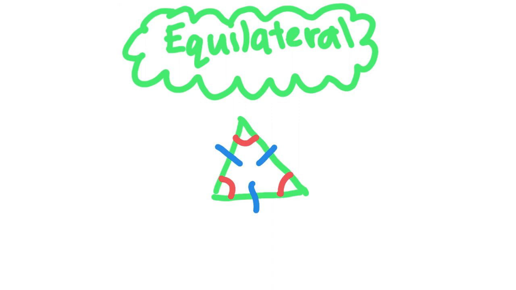The final triangle we're going to talk about is an equilateral triangle. Some of the rules for an equilateral triangle are that all sides need to be equal. All sides equal. And all angles need to be equal. All angles.